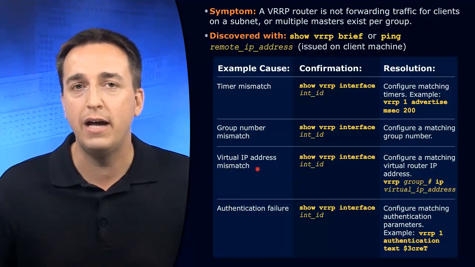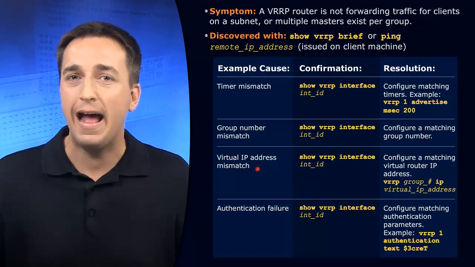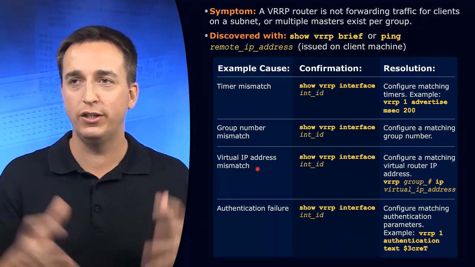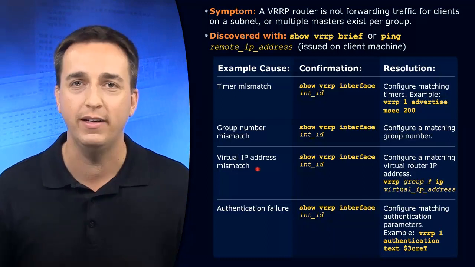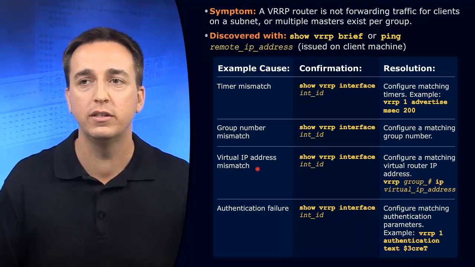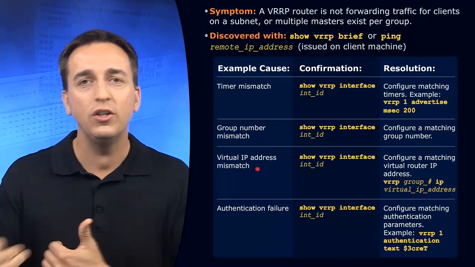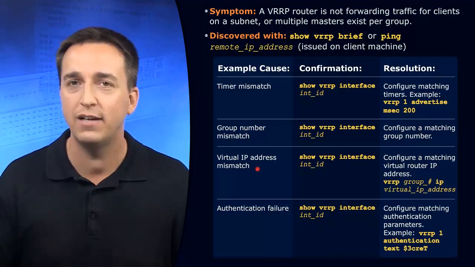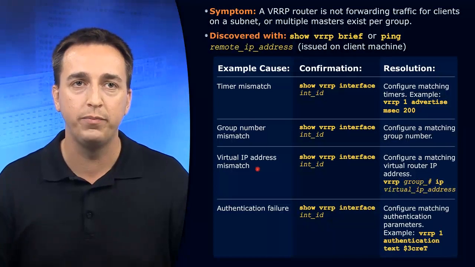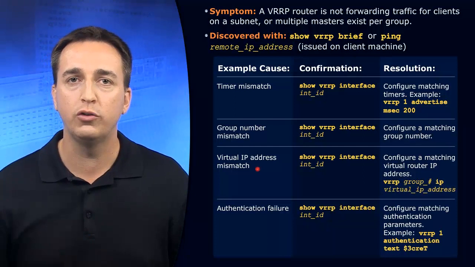The virtual IP address should match. It doesn't have to match, but if it doesn't match between all of the routers in the group, well, what are you going to put on the clients? Whose IP address are you going to use? And then once that device fails, the clients are still pointing to that failed IP address. So you're defeating the purpose of using VRRP. So within the group, let's have matching virtual IP addresses.